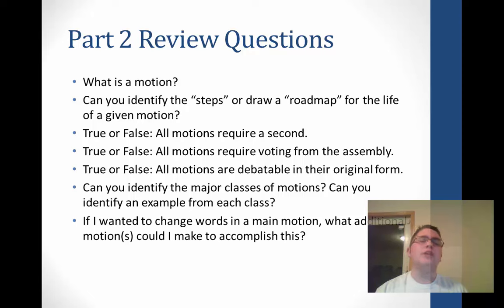So here are some review questions. I'll just run through those real quick. What is a motion? Can you identify the various steps or draw a roadmap for the life of a given motion? True or false, all motions require a second. True or false, all motions require voting from the assembly. True or false, all motions are debatable in their original form. Can you identify the major classes of motions, and can you identify an example from each class? And if I wanted to change the words in a main motion, what additional motion or motions could I make to accomplish this?